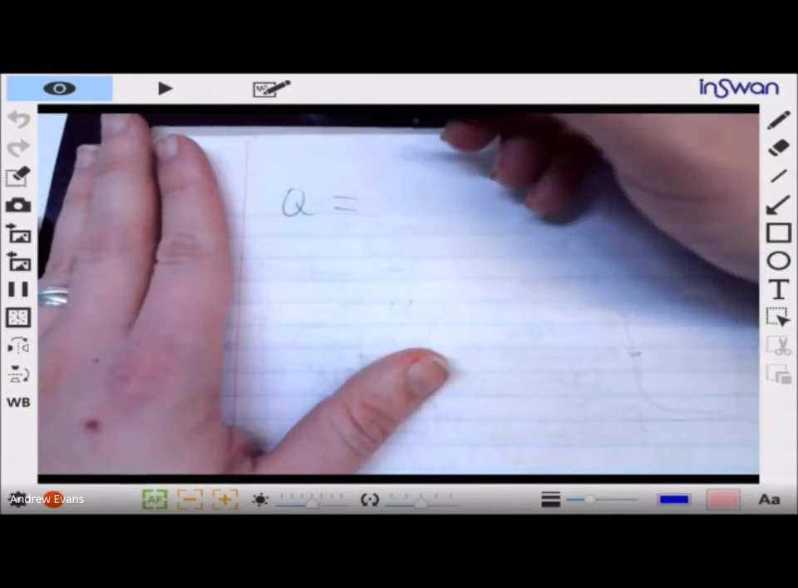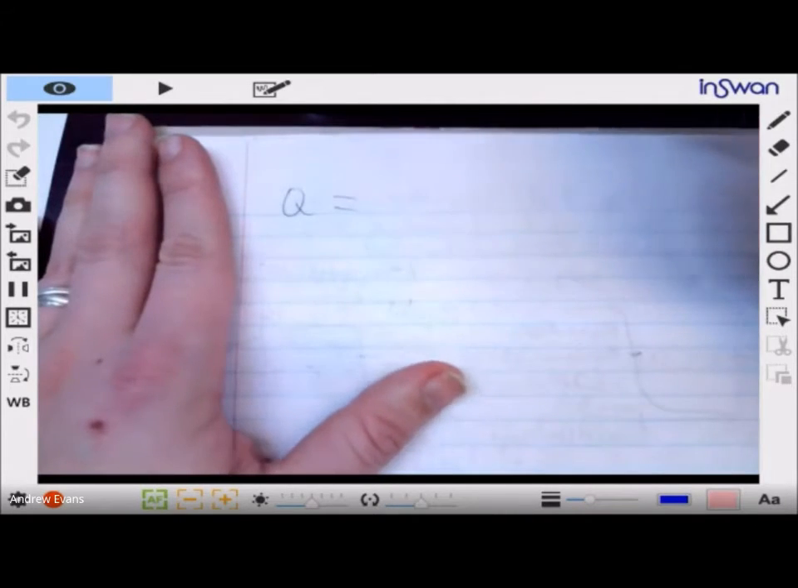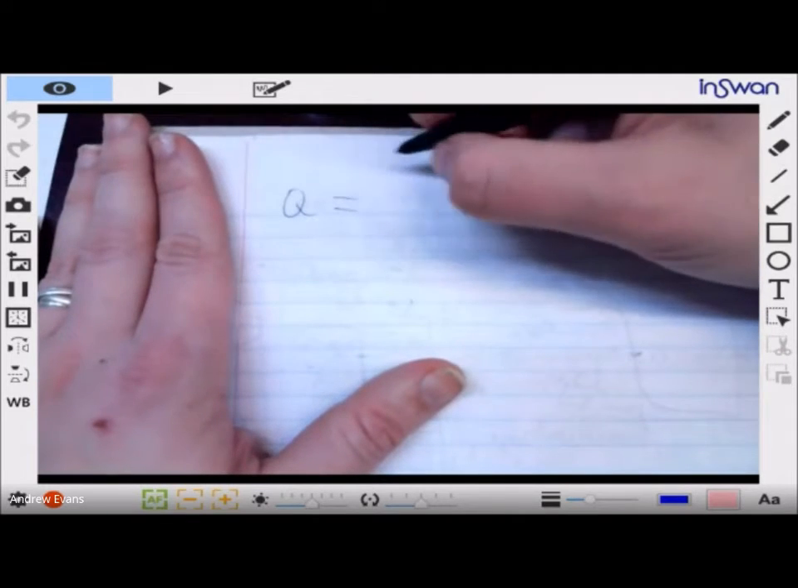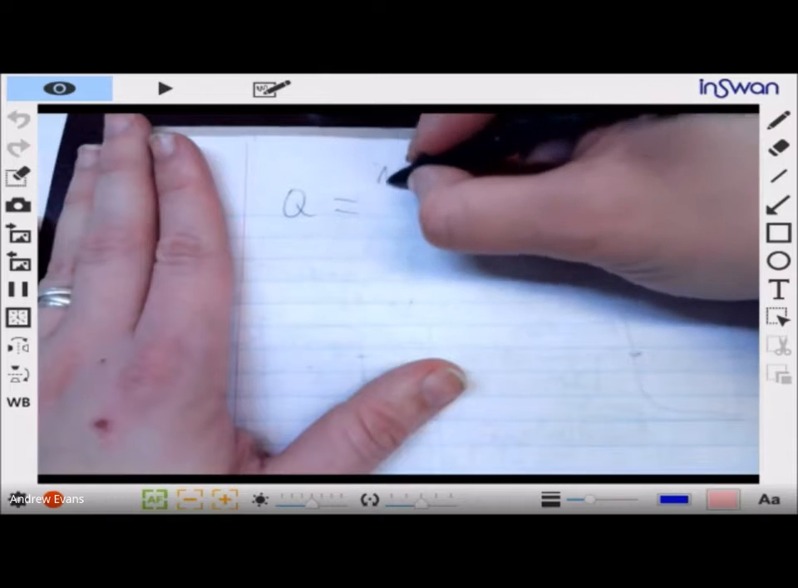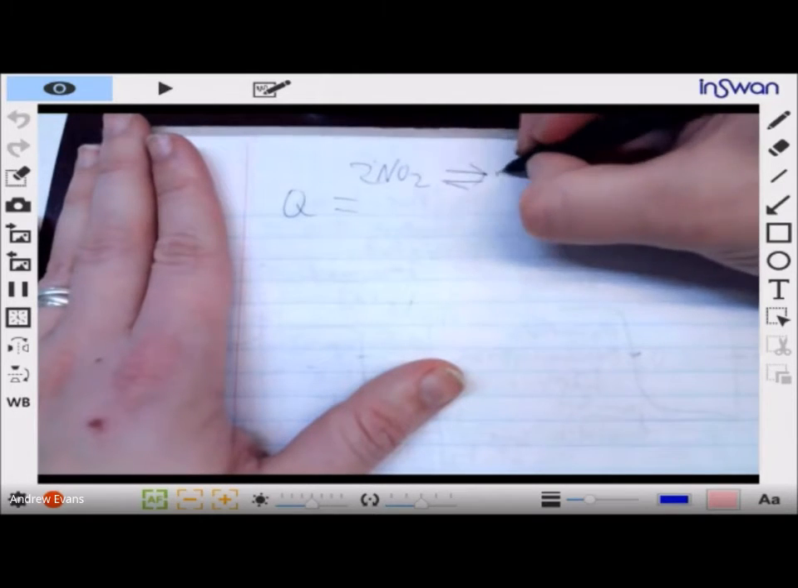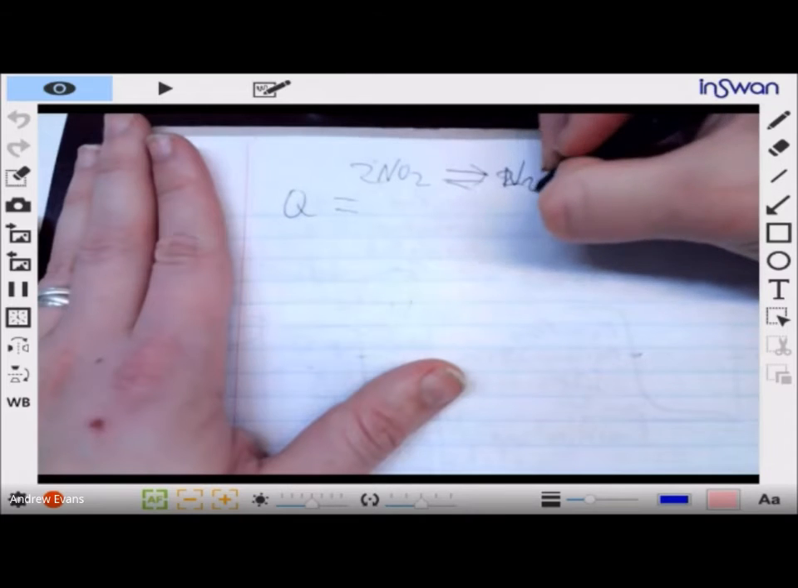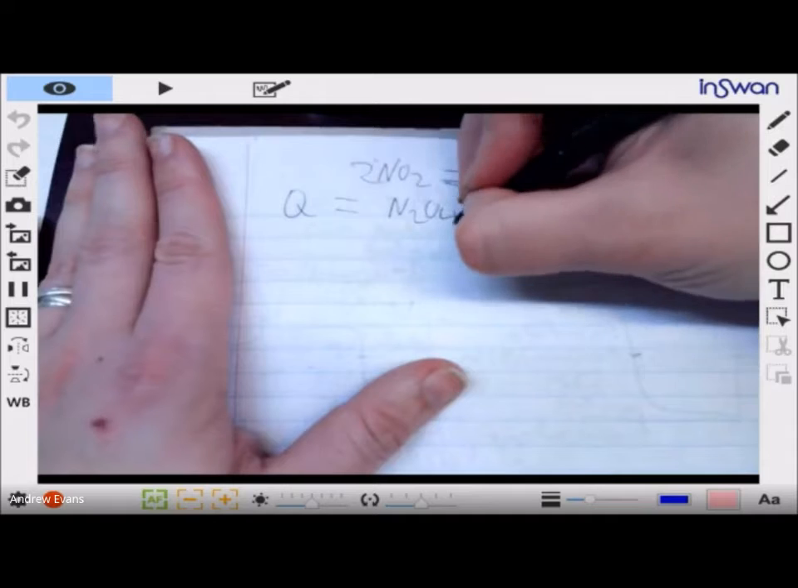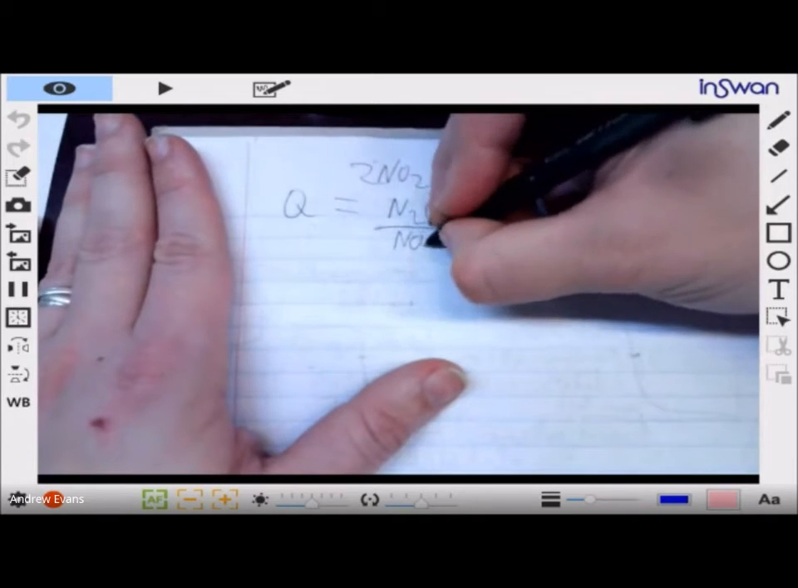So let's see, I'm trying to think of a reaction. Now let's say 2 NO2 goes to N2O4. So our Q expression would be N2O4 over NO2 squared.